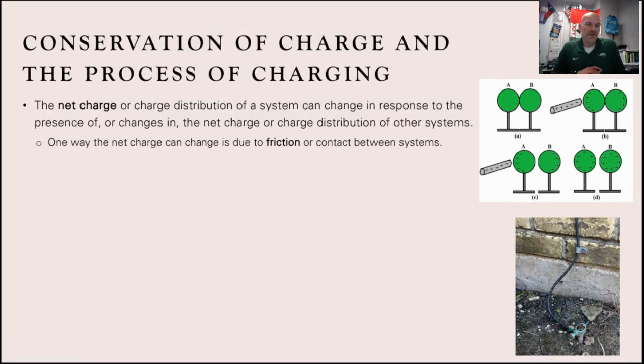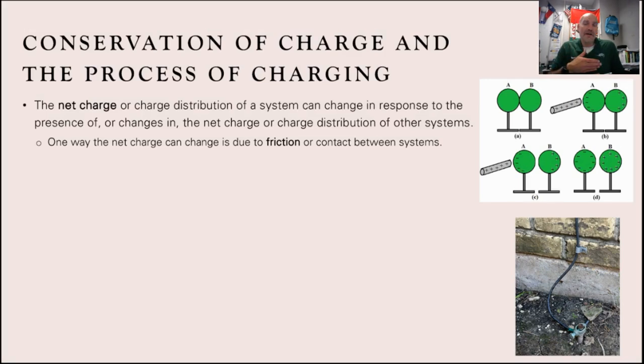So the net charge or charge distribution of a system can change in response to the presence of or changes in the net charge or charge distribution of other systems. So there's a lot going on in that statement. So you can think of net charge as being due to friction or contact between systems. So friction would be like if I need to charge a rod, right? I'm going to rub it with like rabbit fur or felt, thus stripping electrons off and passing it off to the rod, or from the rod to whatever I'm rubbing it with.